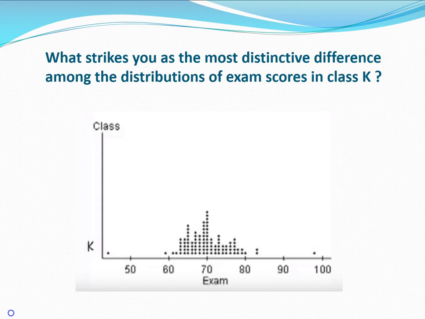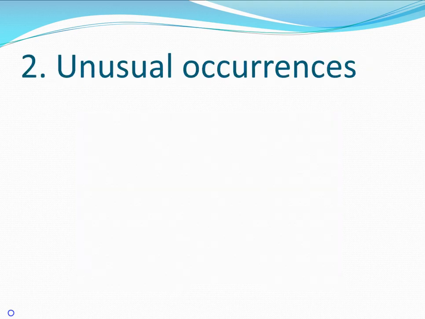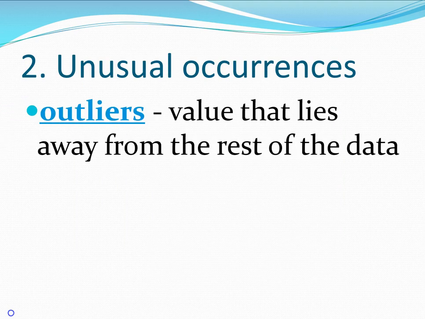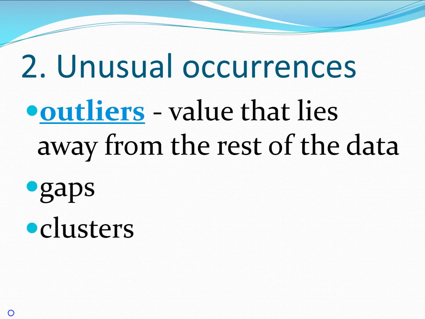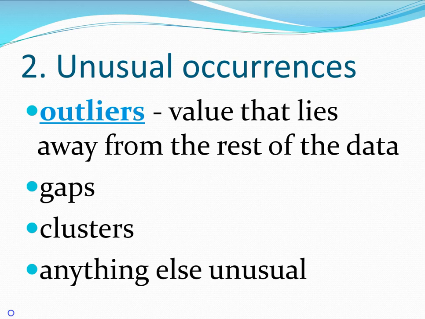Next up, what do you notice about this dot plot? When I look at this dot plot, I notice that there's a big clump of data in the middle, but then there's 2 little points on the outsides. So this is an unusual data set, and I want to make sure I talk about what's unusual about it. So you want to talk about unusual occurrences: the outliers, the gaps, the clusters, anything else unusual about that data set. So we always want to talk about unusual occurrences.